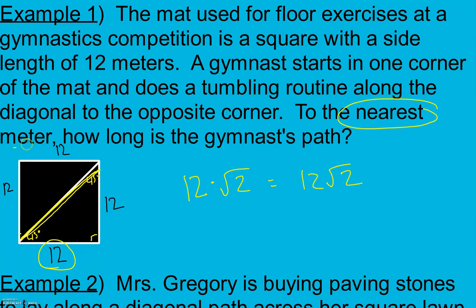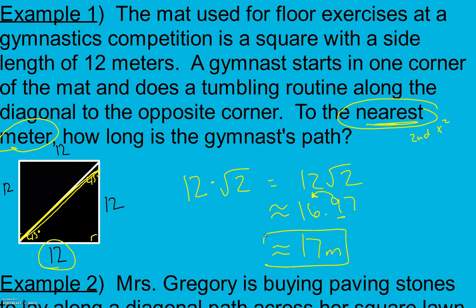Now, since we want it to the nearest meter, we're going to need a decimal approximation here. So I'm going to take 12 times, remember to get a square root, we take second and then our x squared key on our calculator. Second x squared to get our square root of 2. And I'm going to get approximately 16.97, but now to the nearest meter, we look, the 9 rounds that up, and so it's about 17 meters.